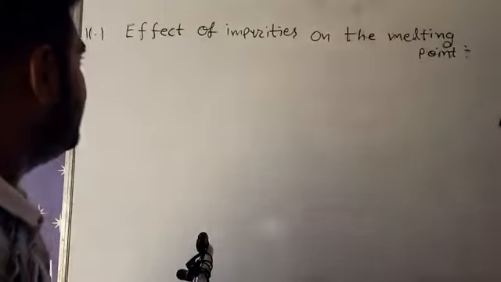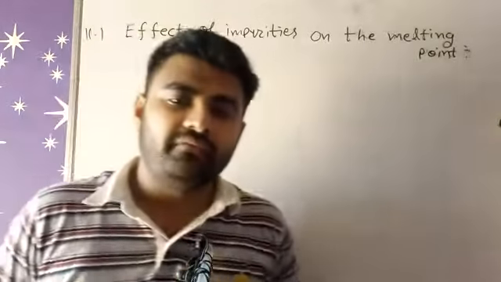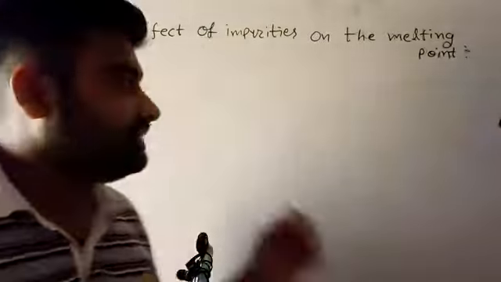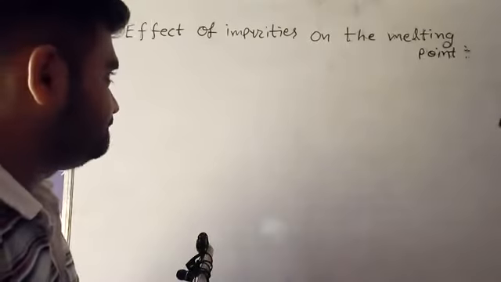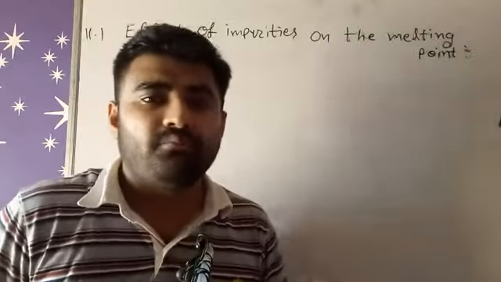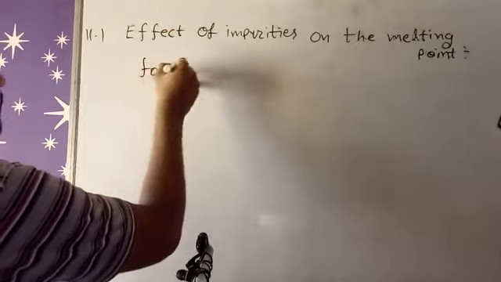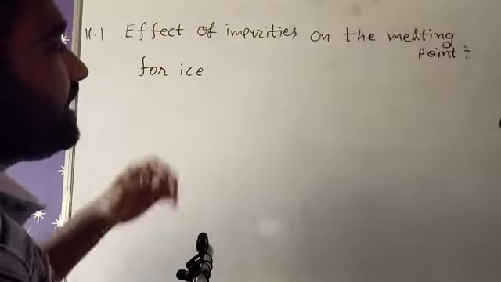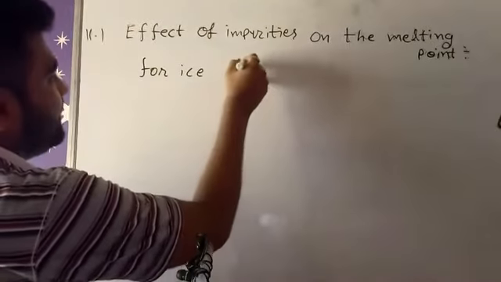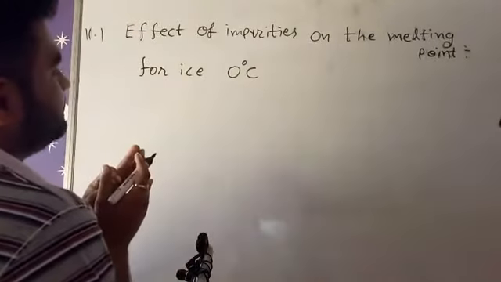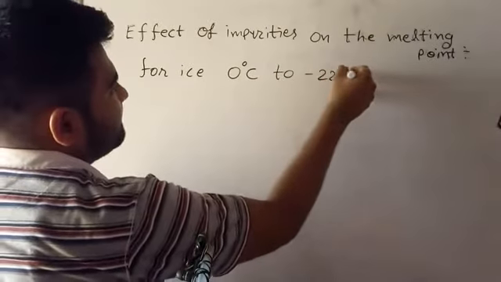Hello friends, today's topic is the effect of impurities on the melting point, right? So whenever we add impurities to some substances, not every substance, the melting point may decrease. For example, if we are talking about ice and we add some salt to the ice, then the melting point changes from 0 degree Celsius to minus 22 degree Celsius, right?